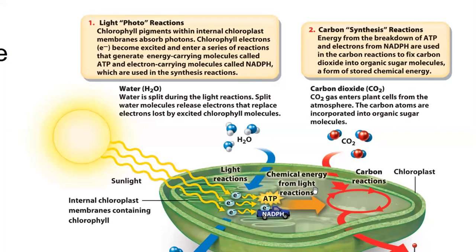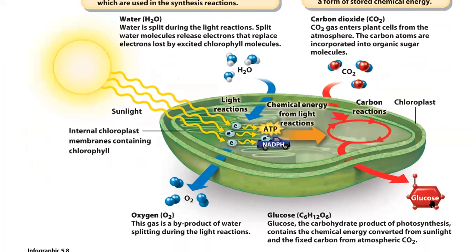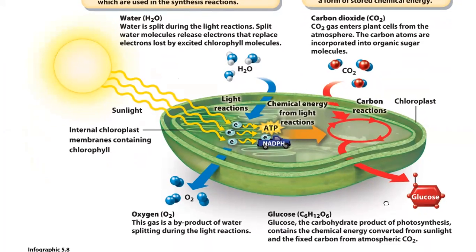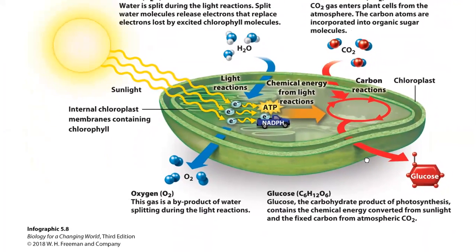And electrons, right, these here, from the NADPH are used in the carbon reactions that what they call fix or convert carbon dioxide into this sugar molecule, glucose, which is super important. Most important sugar out there. Again, here are some of the byproducts, right? Oxygen due to the splitting of water.